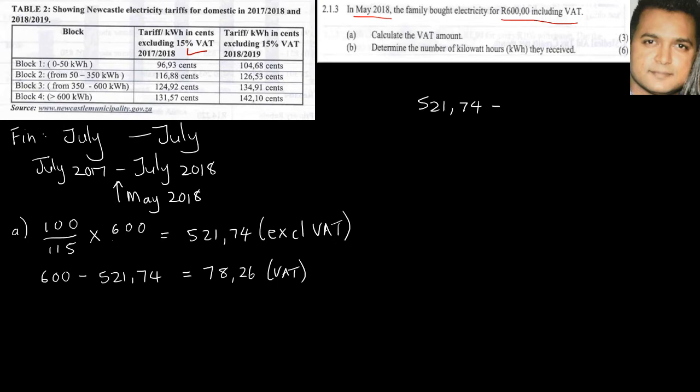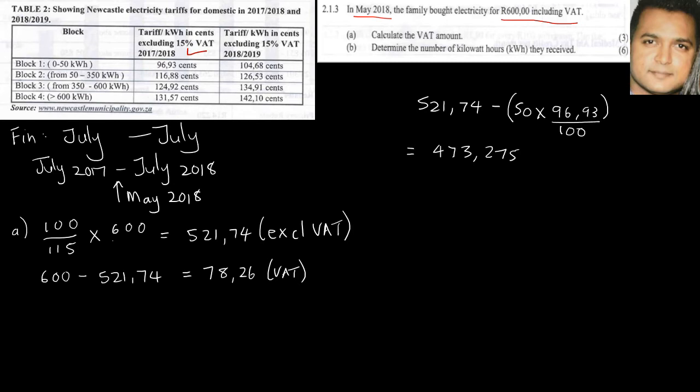So by using the subtraction method, we need to work out how many kilowatts per hour we are using. Basically we look at the first block and we see it is from 0 to 50, which will be 50, and we multiply it by the rate, which is 96 Rand 93. But remember it's in cents, so I will have to divide that by 100 to make it rands and cents. Calculating that through, I'll get 473 Rand 275.